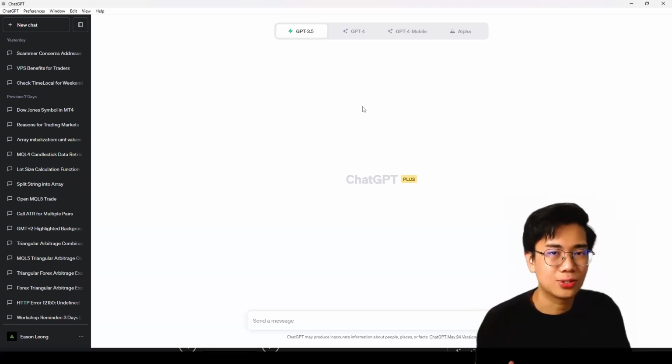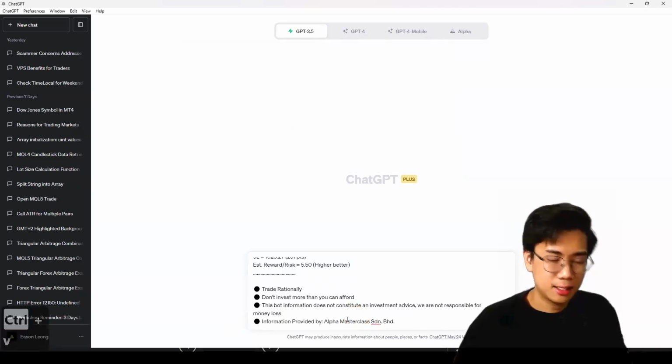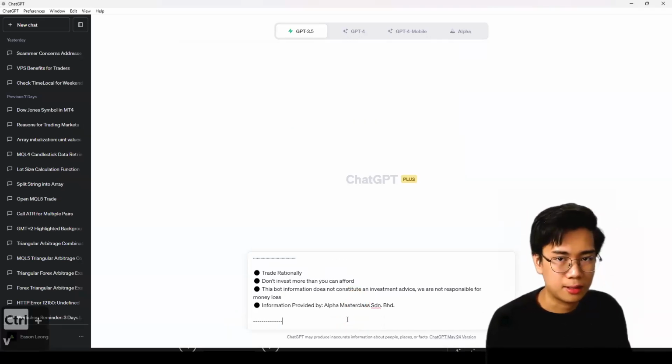It's indeed an AI guru that teaches you how to trade. You can use a free version. Right now I'm using a paid one, but a free version will actually get the same result, because the prompt is very easy. You have this from TradingView already, from the Telegram already. I just paste it here.